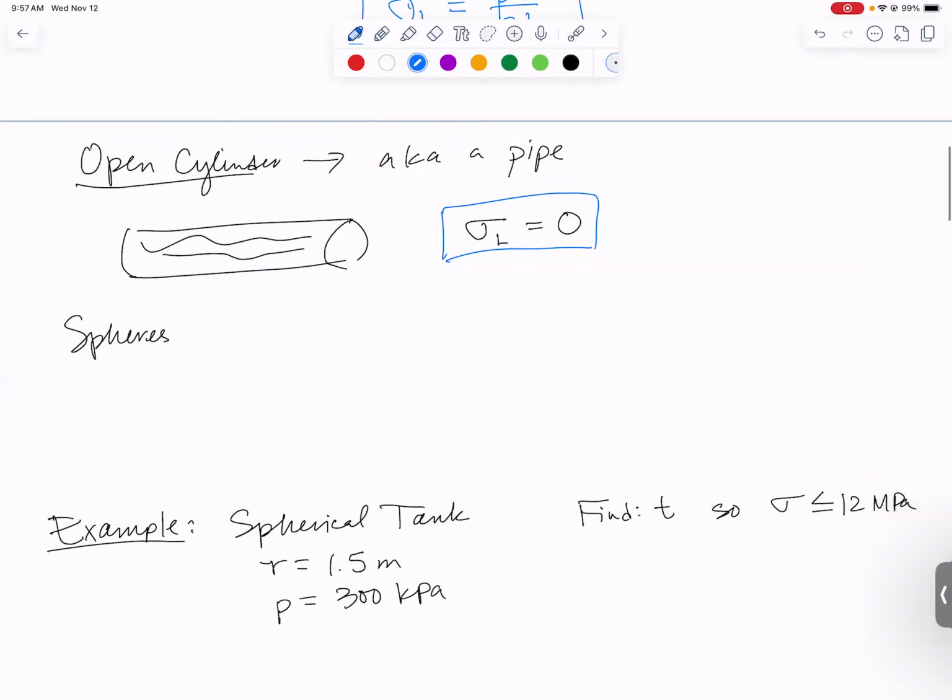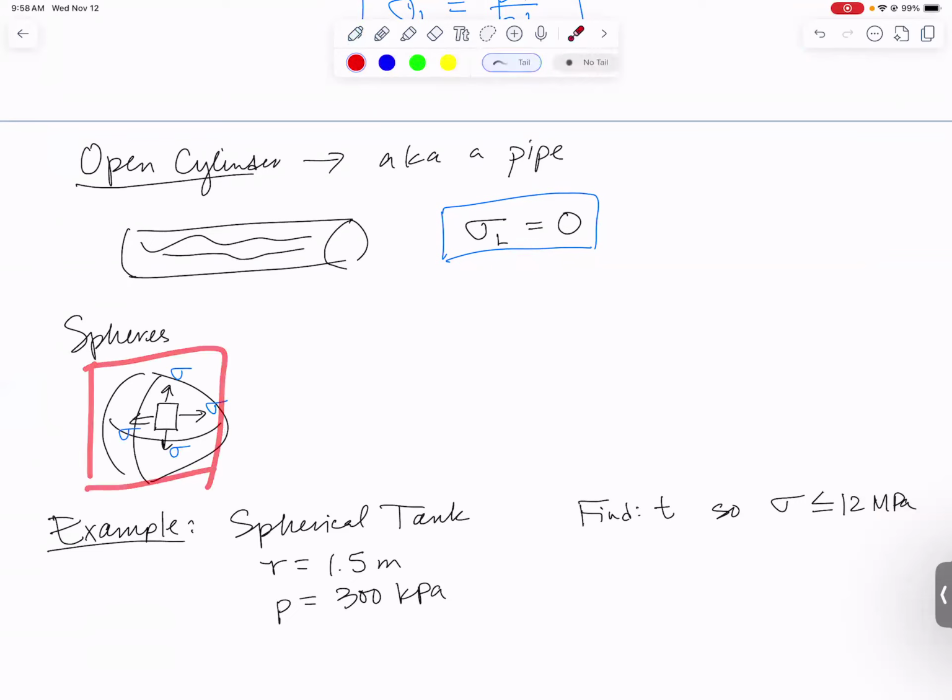And then finally for spheres, what's a sphere going to look like? Well, if I take a chunk out of a sphere anywhere, can you see that it basically looks the same in all directions? Well, the way you could derive this is to just take a slice right through the middle of the sphere. And when you take a slice through the middle of a sphere, you would end up with a picture that looks like a half sphere.